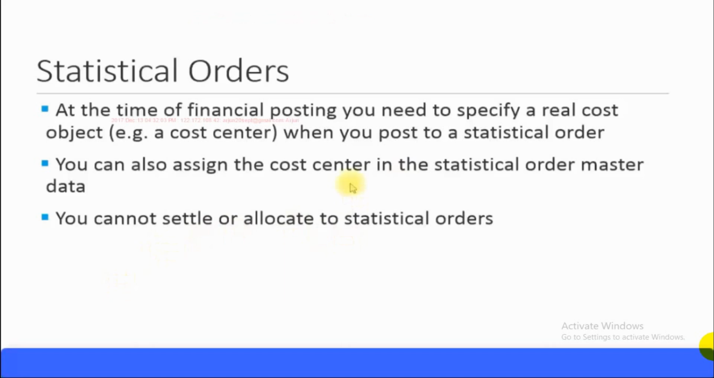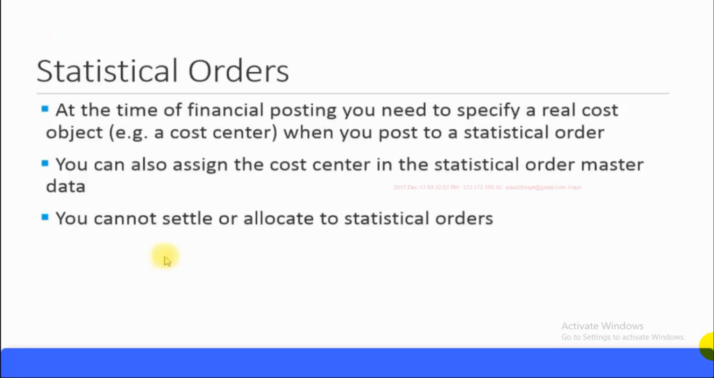So in this example, we look at statistical internal orders. Statistical internal orders cannot collect costs. It's like a cost bucket, but they can't actually collect the cost. They can't settle to another cost object either. They are purely a means of tracking for informational purposes only.